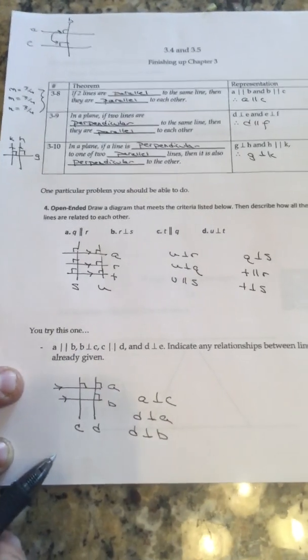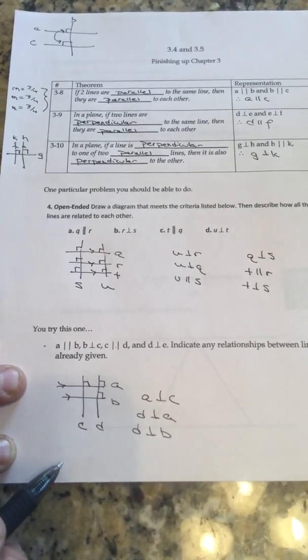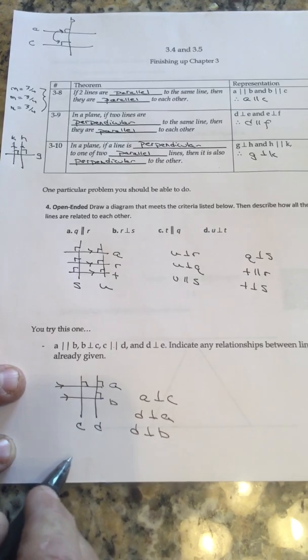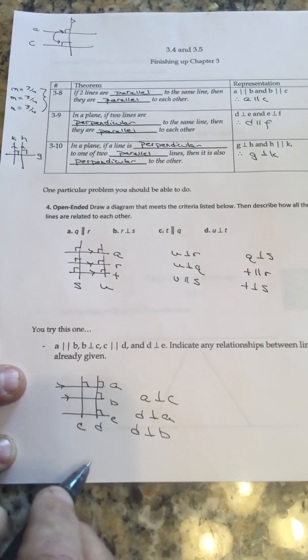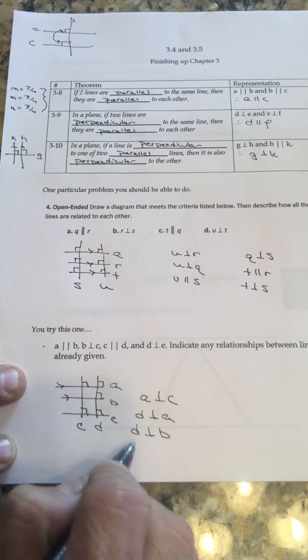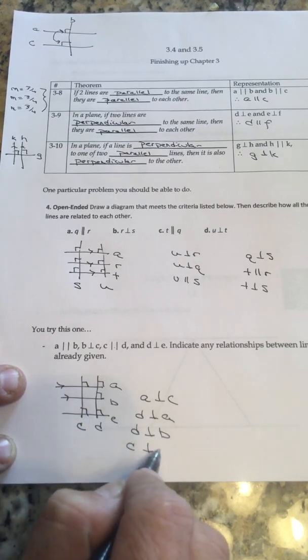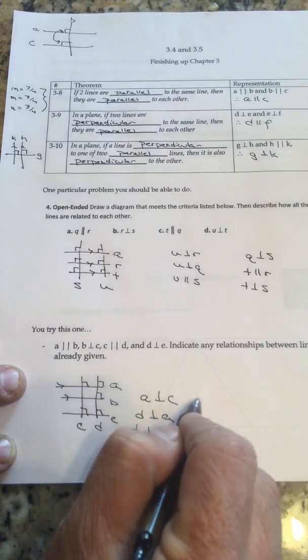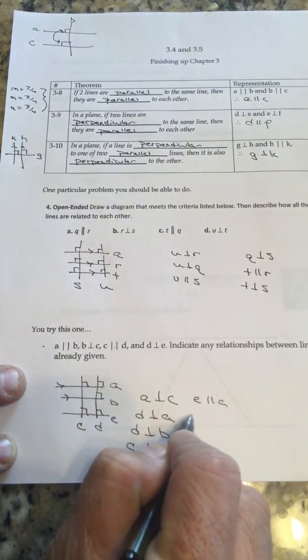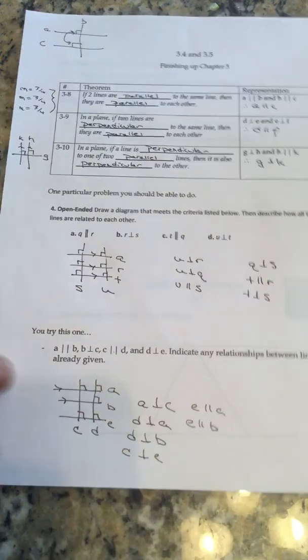They already gave us the relationship between D and C. All right. D is perpendicular to E. So I draw that in. All right, which means that's also got to be a right angle. So C is perpendicular to E. At the same time, E, A and B seem to be going in the same direction. So E is parallel to A and E is parallel to B. So that's basically all we're going to be looking for is the other relationships between the lines.